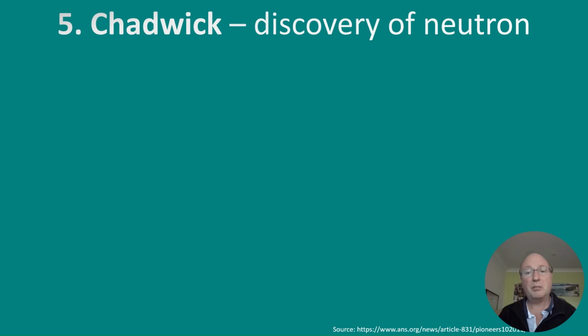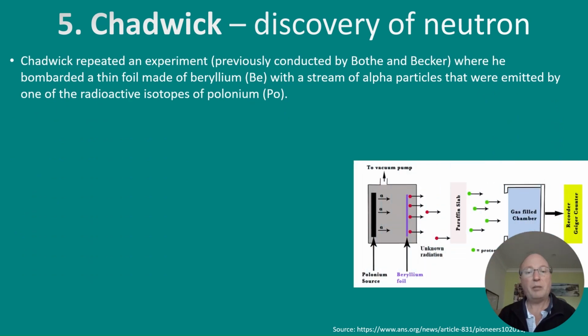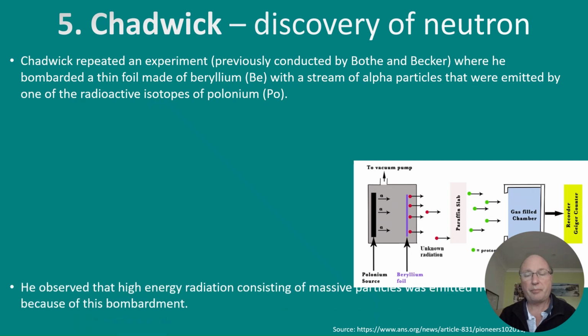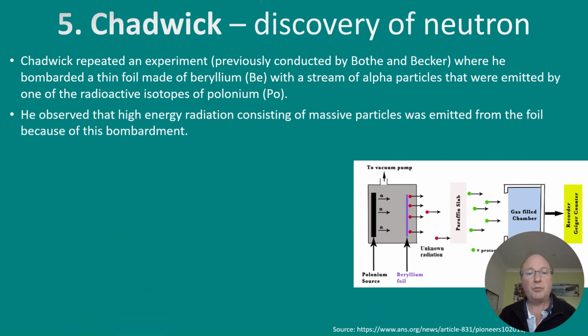And the fifth and last experiment we need to look at is the discovery by Chadwick of the neutron. Chadwick repeated an experiment previously conducted by Bothe and Becker, where he bombarded a thin foil made of beryllium with a stream of alpha particles that were emitted by one of the radioactive isotopes of polonium. He observed that high-energy radiation consisting of massive particles was emitted from the foil because of this bombardment.